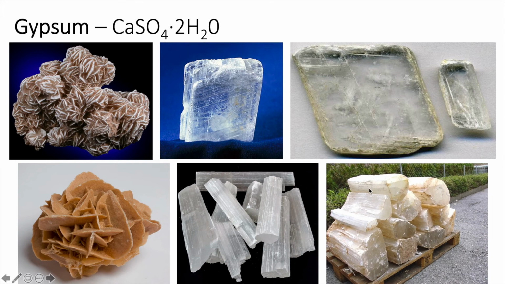Again, in the bottom right here, we can see just how big some of these gypsum crystals can get. So just like with the halite crystals, this is indicating that evaporite minerals can get very big if you've got a lot of ions precipitating out of a lot of water.